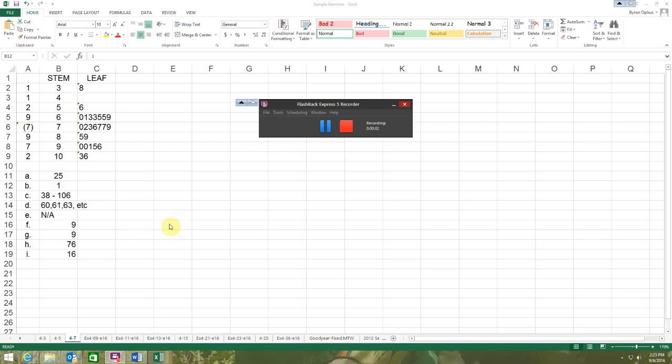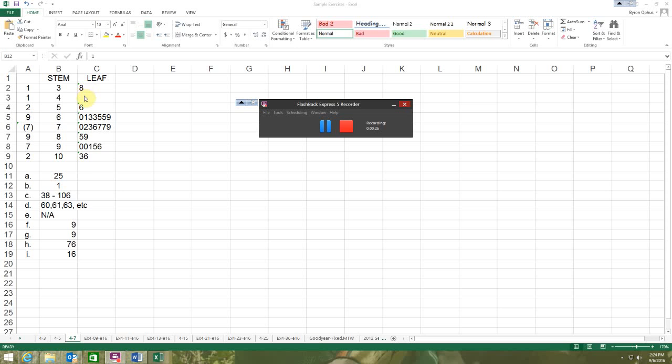Exercise 4-8, and I've done 4-7, which again is quite similar. It says the following stem and leaf chart from the Minitab software shows the number of units produced per day in a factory. So first it says how many days were studied.